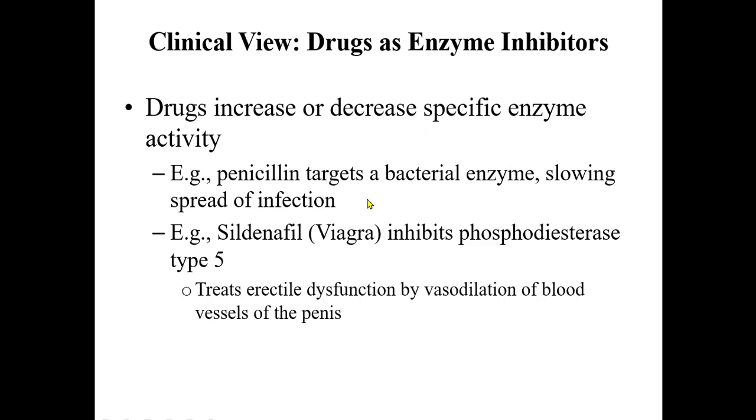All right, here's a clinical example. I often like to stop at clinical boxes. I haven't thus far in the other chapters because it wasn't as important, but this one is. Drugs increase or decrease based upon the enzyme activity. So look what it says here for this one, penicillin. Penicillin targets a bacterial enzyme, slowing the spread of infection. So this one is actually blocking a bacterial enzyme, which helps us by not having that infection spread. So you can see that enzyme inhibitors can play a big role. Next.